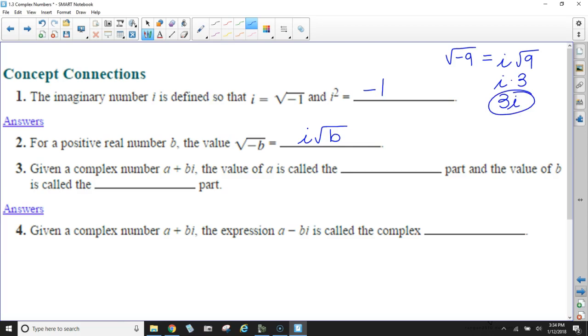On number 3, given a complex number, A plus BI, the value of A is called the blank part, and the value of B is called the blank part. In the complex number A plus BI, A is called the real part, and the B is called the imaginary part. Given a complex number A plus BI, the expression A minus BI is called the complex. We just used this to divide. It's called the complex conjugate.